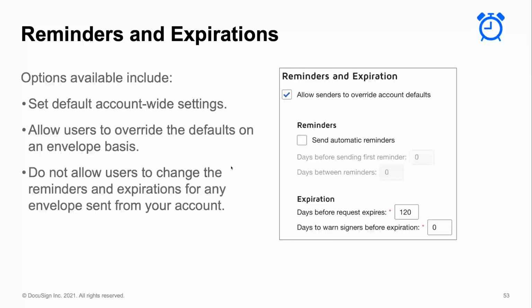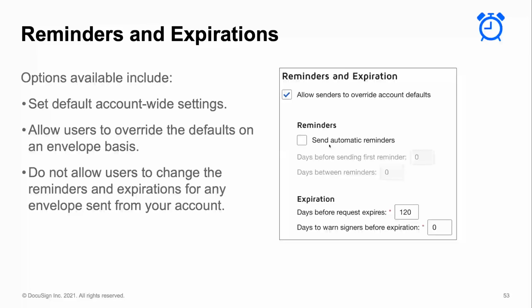We also have some reminders and expirations. So you can choose to set up account-wide reminder and expiration policies. Reminders is going to send an automated reminder to recipients if they do not sign within a certain time period. And then expirations is going to say that if transactions are not signed within a certain number of days, they'll automatically expire. So as an admin, you can set up these policies for your entire account, and you can actually allow your senders to override what's set up in the account by default if they need to.